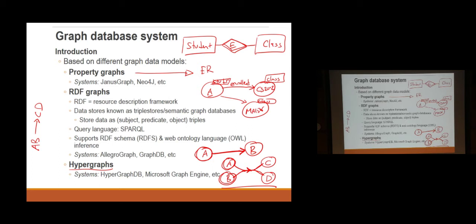Okay, because if from C you can go to E. Okay, so the Armstrong axiom states that AB plus is basically everything you can visit from AB. Okay, so that's hypergraph. What we want to focus more on is the property graph, because that seems to be the most popular. So the model first.